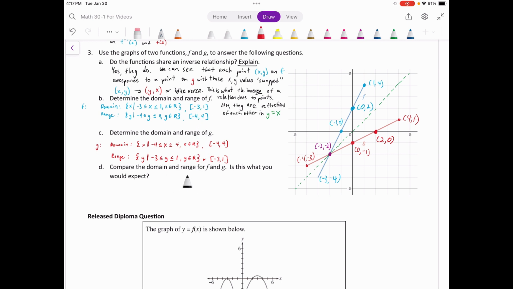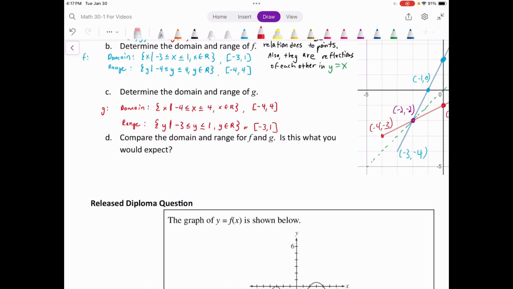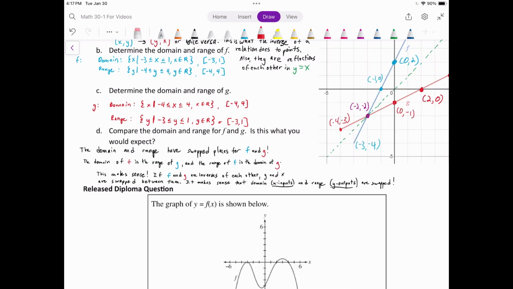So that's what it asks us here in D. Compare the domain and the range for f and g. And is that what we would expect? Well, personally, I would say yes, that is what we would expect, right? I wrote this out here. The domain and the range have swapped places for f and g, right? Domain of one is the range of the other and vice versa. The domain of f is the range of g and the range of f is the domain of g.